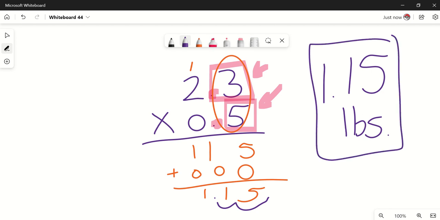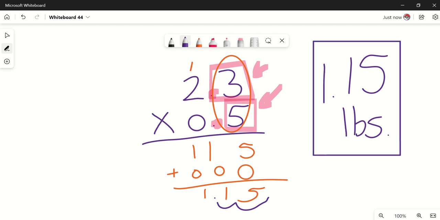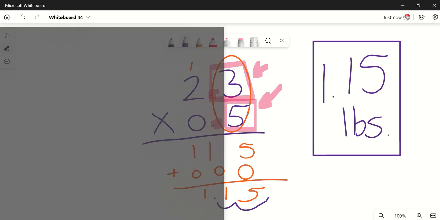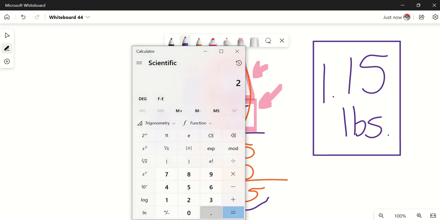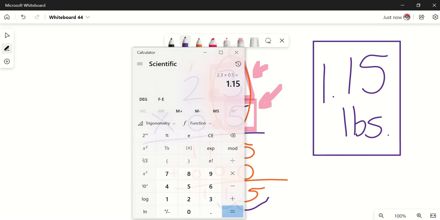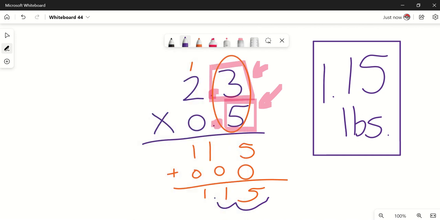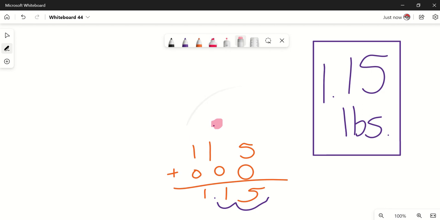And then again, we can always check our work using our calculator. 2.3 times 0.5 should equal 1.15, and it does. So again, the biggest trick is to just wait until the end to deal with the decimal. So realistically, 2.3 times 0.5 is the same thing as us multiplying 23 times 5. That's all we're doing. We're ignoring the decimals until the very, very end.